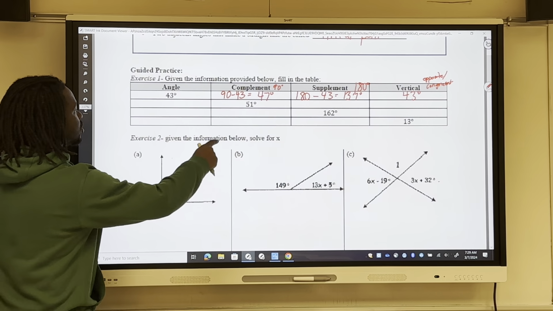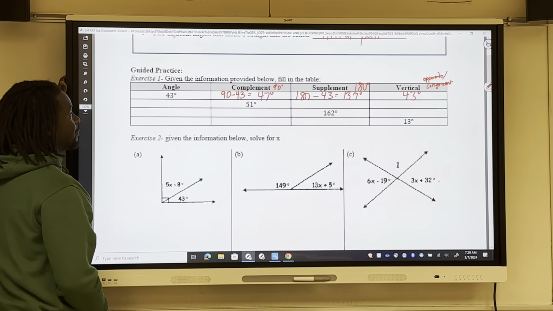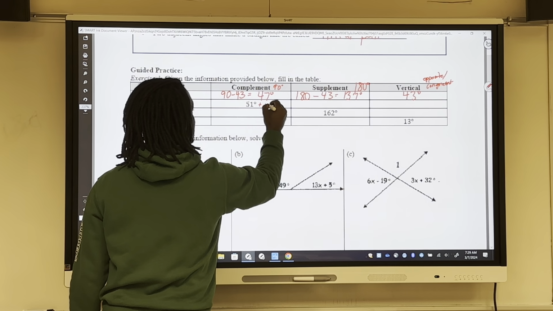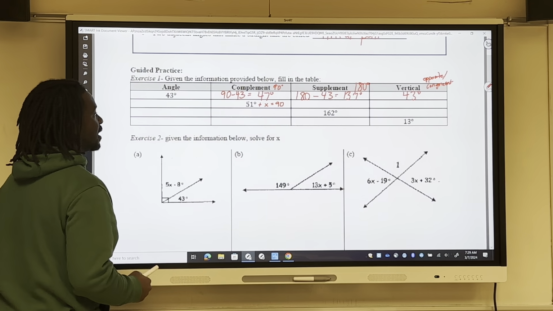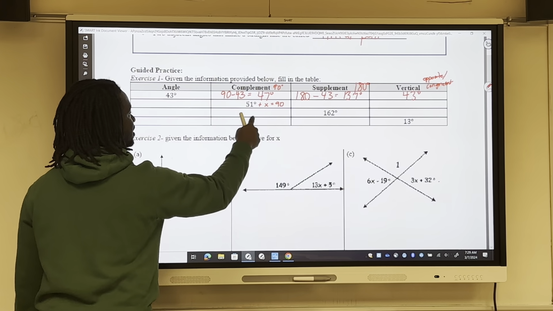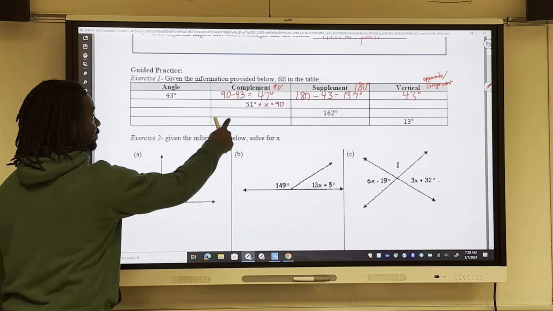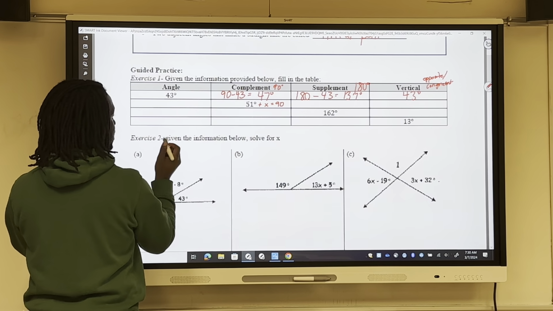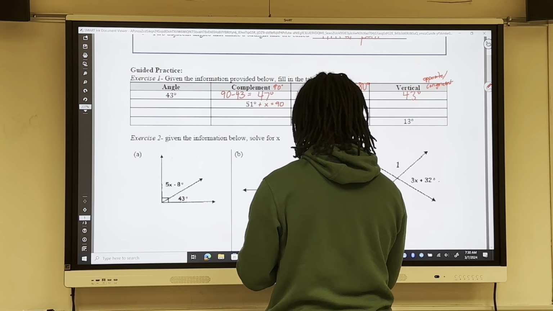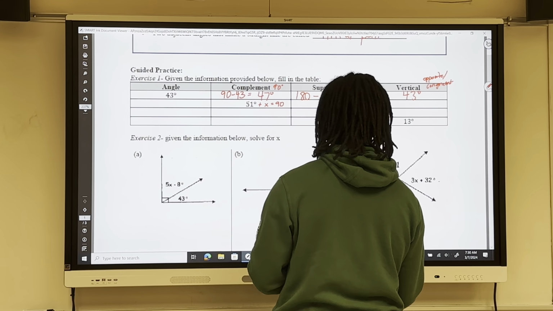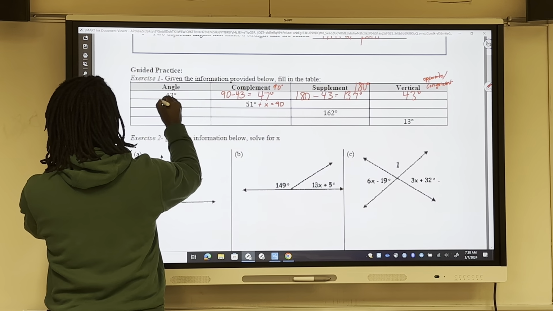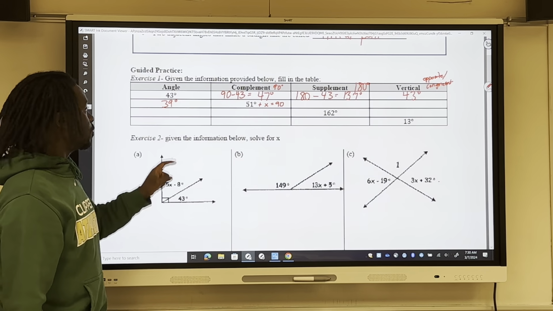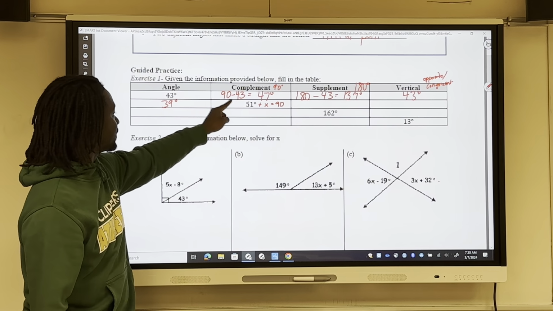All right, so for the complement, the complement is 51, so I know 51 plus some number is going to give me 90. Okay, so how do I figure out what that number is? Well, I just got to subtract 51 from it, right? So 90 minus 51 would give me the angle here. Okay, so 90 minus 51 is 39. So 39 degrees is the angle. Again, I took 90 and subtracted 51 to figure out, okay, so 39 plus 51 gives me 90.